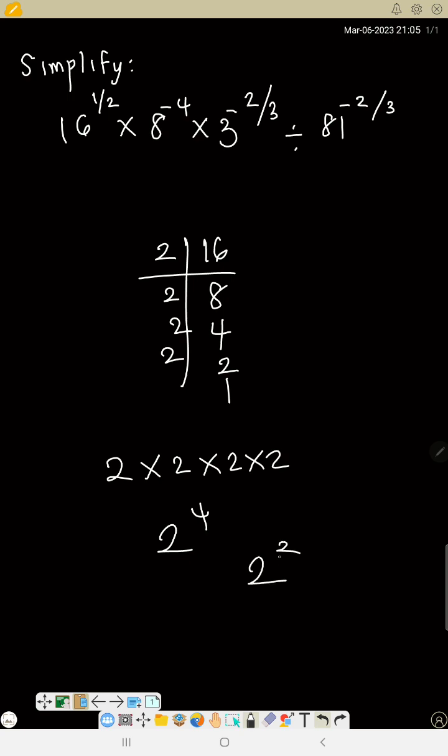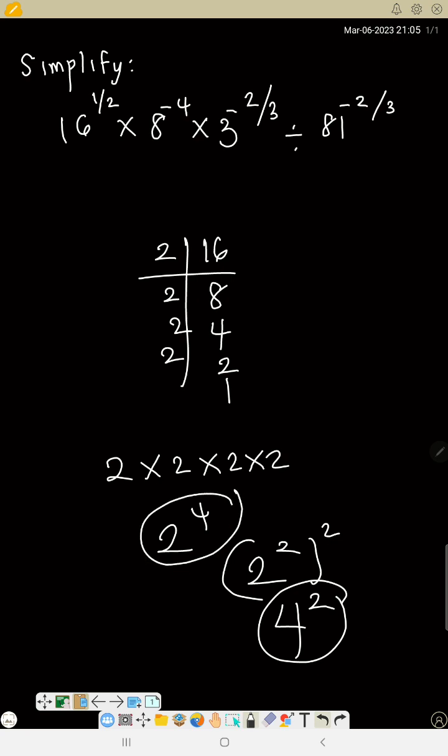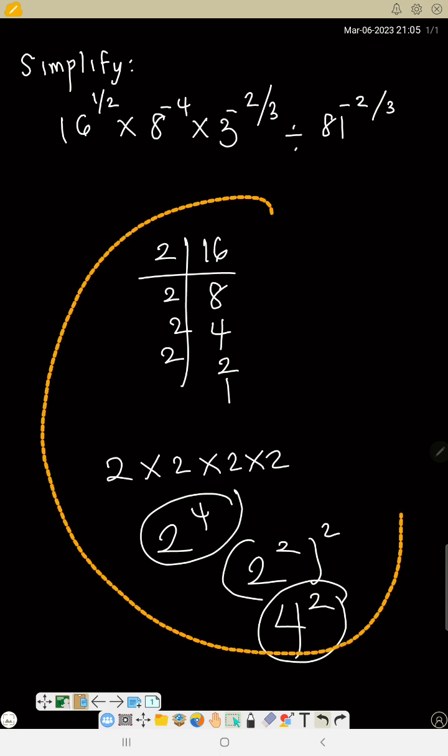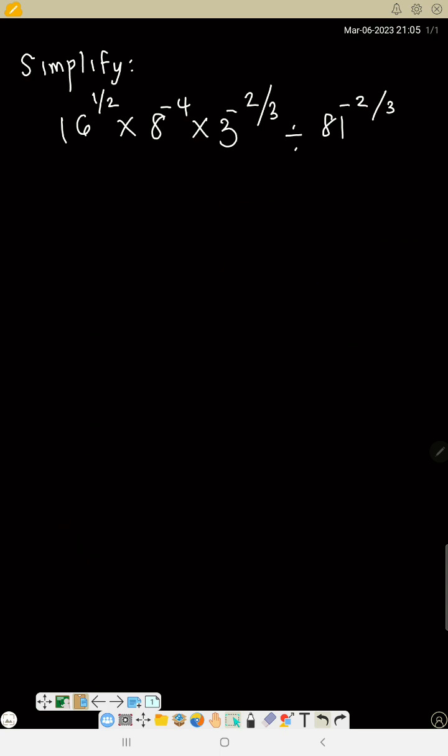And do you know this is the same thing as 2 square square? Because 2 times 2 will still give us 4. So 2 square is what? 4. That means 16 can also be 4 square. So 16 can be 2 raised to power 4. It can also be 4 square. So next time you see 16, you should know it can be like that.